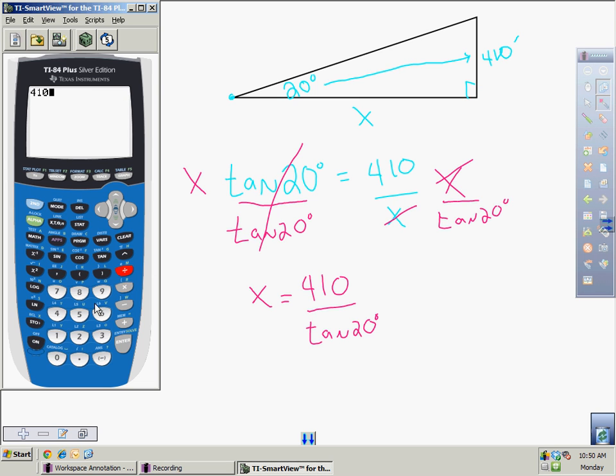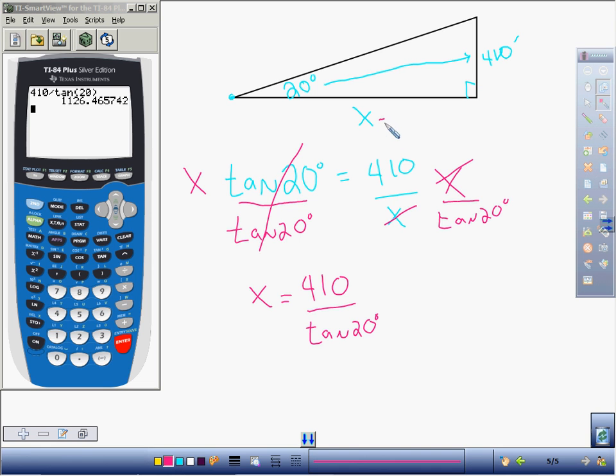divided by, and sometimes you have to put this in parentheses, but I don't think you have to in this case. Tangent. On some calculators, you have to do 20 and then tangent, which can be a little bit confusing. So this is 410 divided by the tangent of 20, and I get 1,126 feet. So this distance is 1,126.4 feet, if that's in feet.